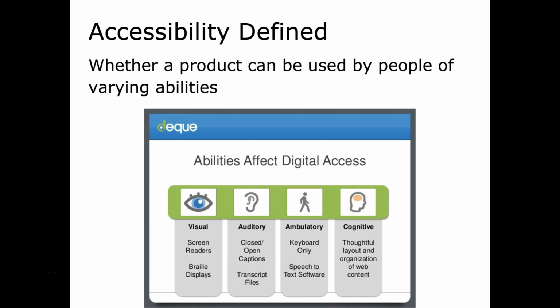Accessibility is the word used to describe whether a product, for example, a website, mobile site, digital content, or application, can be used by people of varying abilities. There are 4 broad categories of accessibility: visual, auditory, ambulatory, and cognitive. Let's explore how each of these categories relate to digital content of an online course.